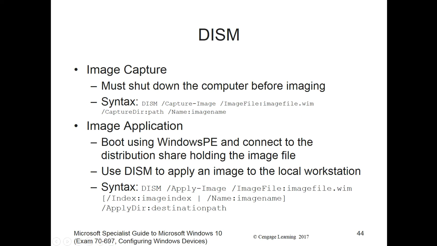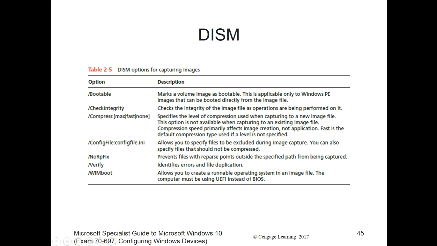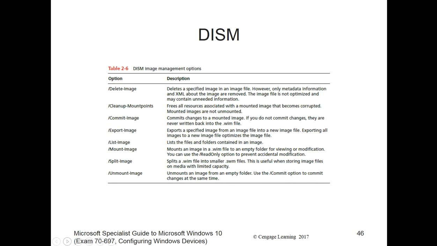And here's the syntax, and we're going on a command prompt. Image application will boot using Windows PE, connect to the distribution share that's holding the image file, use DISM to apply the image to the local workstation, and here's the syntax to go ahead and run that. Here's the keywords if we're going to run DISM from command prompt. We've got some more.